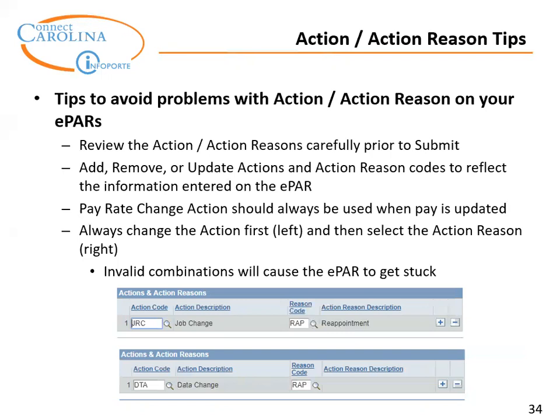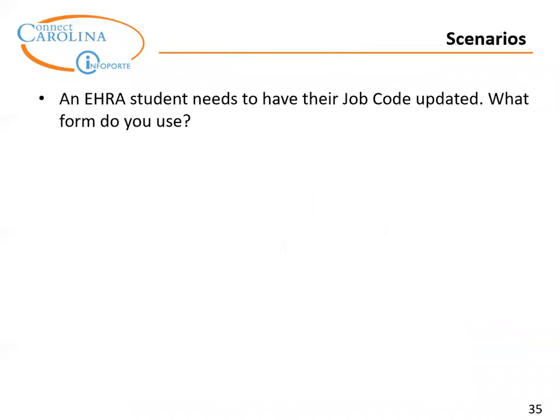But yeah, anytime you get those invalid mismatches, if you don't work them left and then choose the reason code that goes with it, you can get a problem that will force your ePAR to not execute. So I want to work those left to right. Here's a quick scenario. EHRA student who needs to have their job code updated. What form would you use?